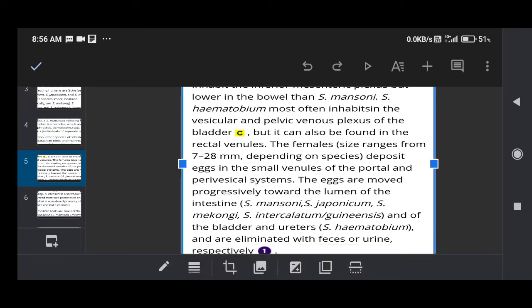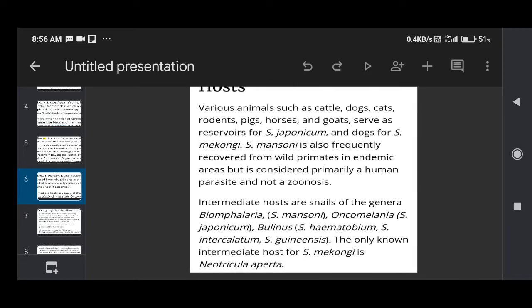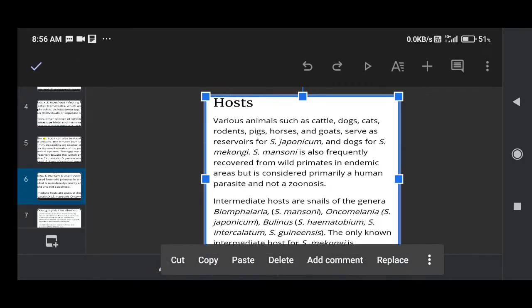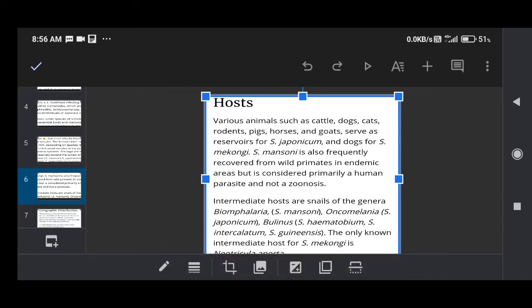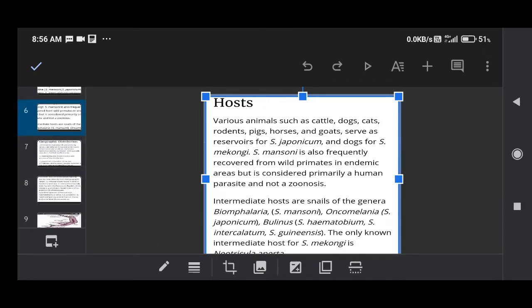Generally, some different hosts are there. Various animals such as cattle, dogs, cats, rodents, pigs, horses and goats serve as reservoirs. This is a digenetic parasite. The primary host is man, and the secondary host is a snail: Bulinus planorbis, Bulinus truncatus. So some hosts are there, and some reservoirs also.